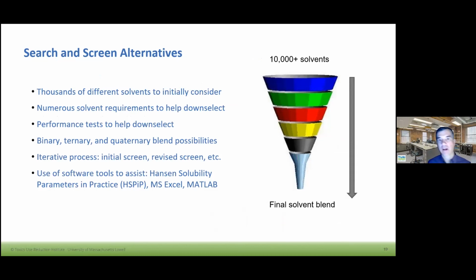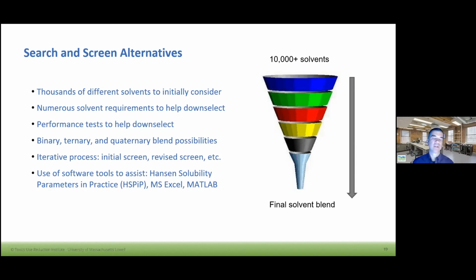So you start with thousands of different solvents, and then the whole process is you need to keep narrowing it down until you get down to a final solvent blend. So this is a bit of a process, but the first thing you do is you look at all those 4 categories of solvent requirements that we had, and that really helps to narrow down the field. Then you start doing performance testing on some of the initial potential candidates and use that for further down selecting what solvent blends to go to.